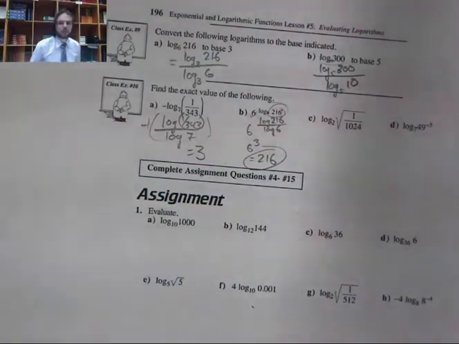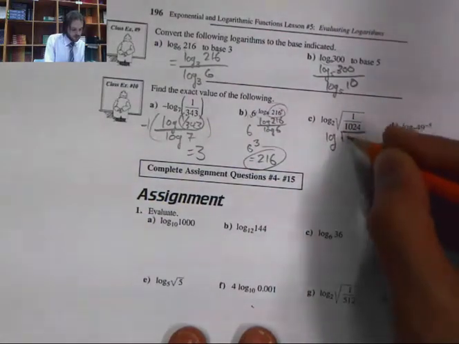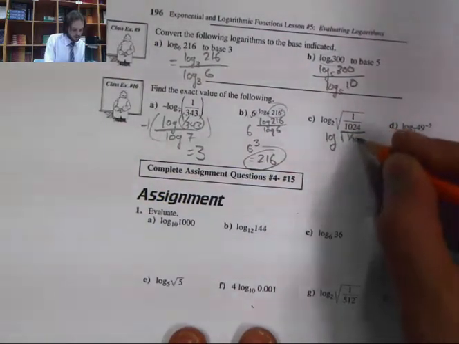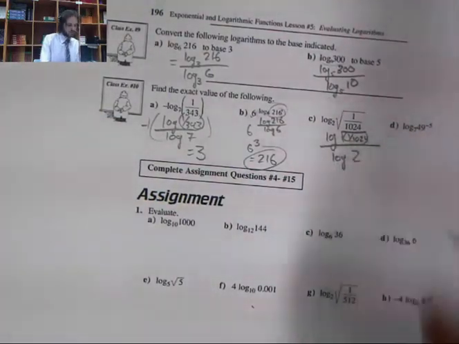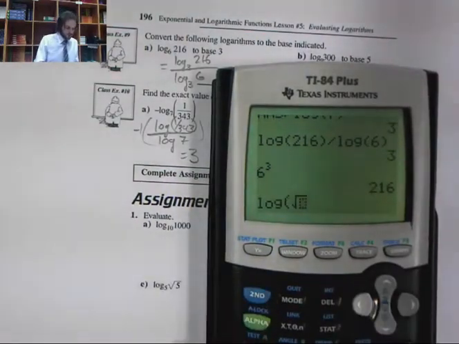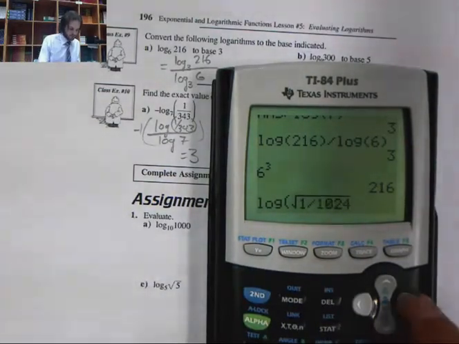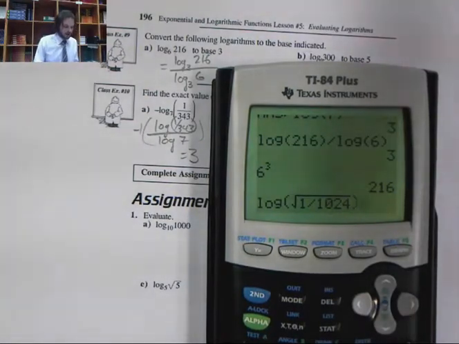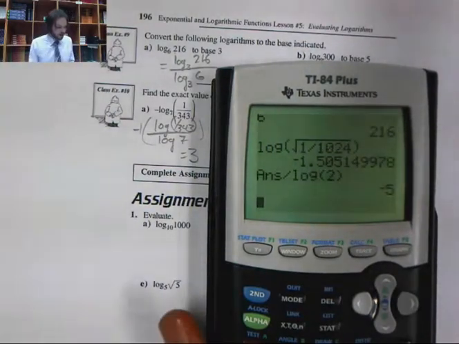This one here may look a little bit different. So we go log of the square root of 1 over 1024, and then here we're going to go all over log 2. So let's plug that in. Log, square root, 1024, and, oh, then it's 1 over. We close the bracket, enter, and we divide that by log 2. So I get negative 5.